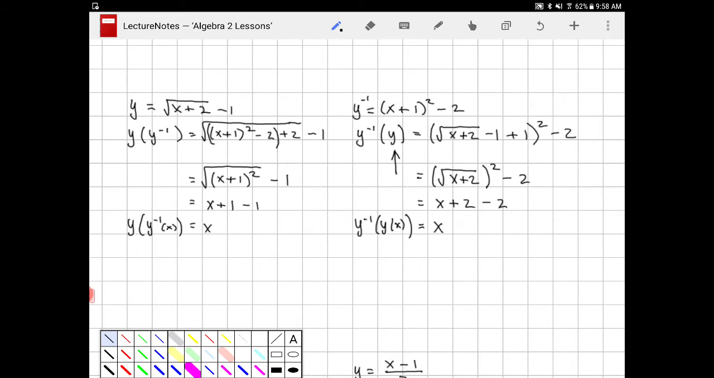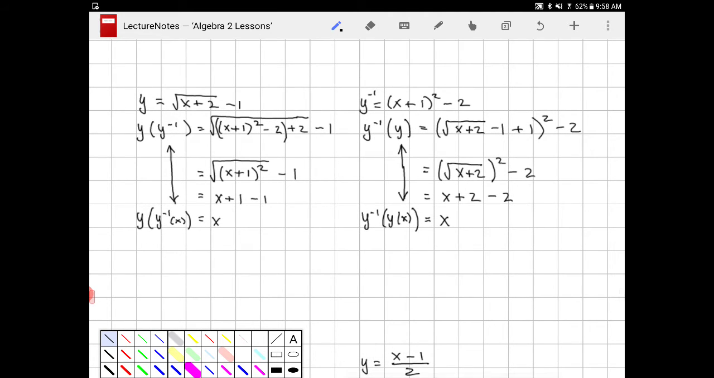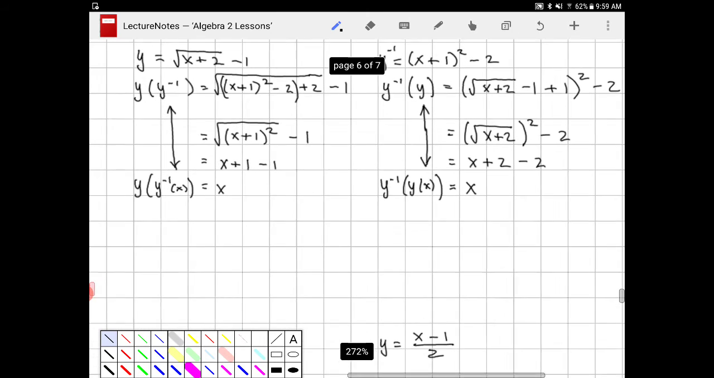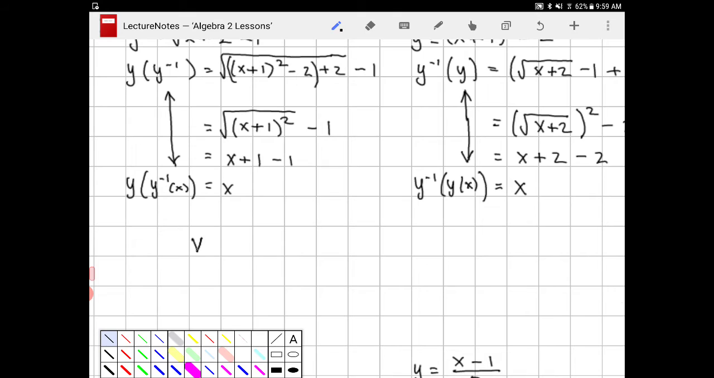Y is a function of x, right? So that's why I'm writing it like that, right? Y is a function of x. We end up with this identity. As it turns out, this is how we verify whether or not two functions are inverses of one another. So this is how we verify if two functions are inverses.